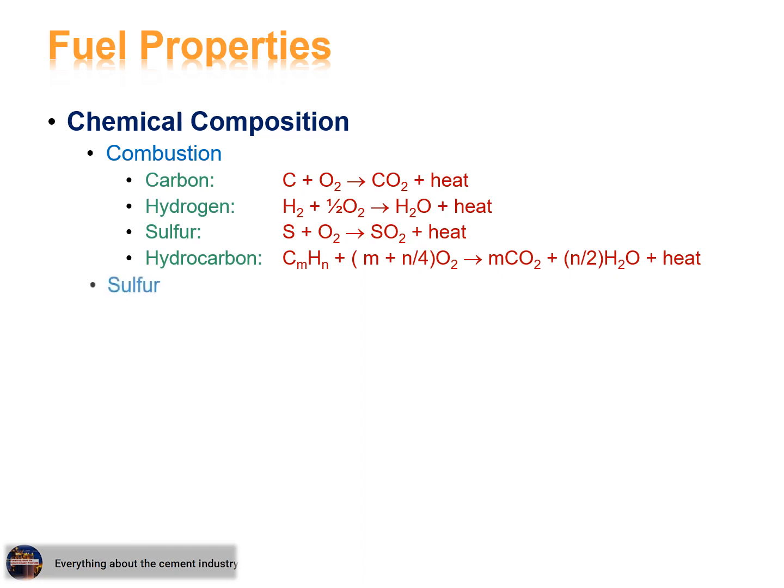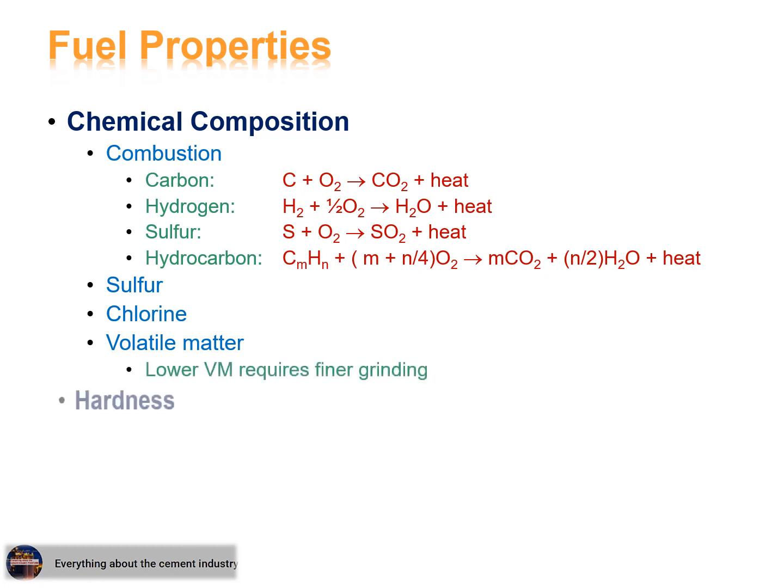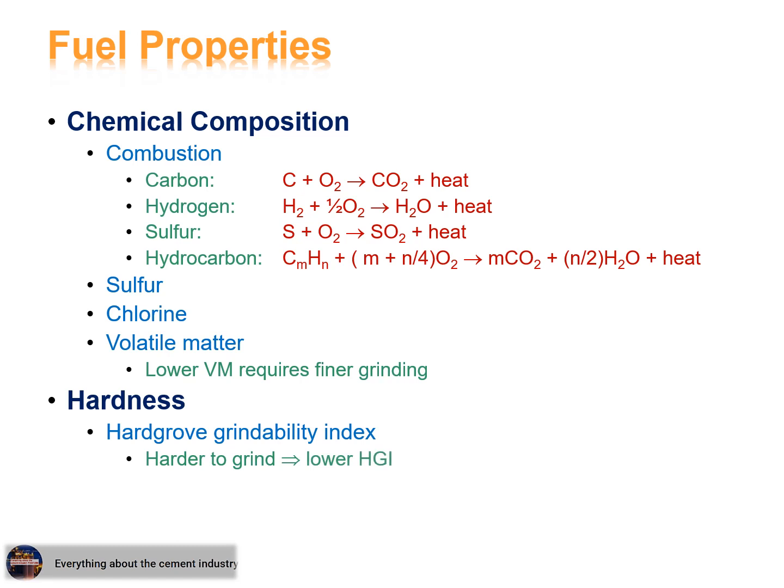2. Sulfur. 3. Chlorine. 4. Volatile matter: lower VM requires finer grinding. Hardness includes the Hardgrove Grindability Index. Harder to grind equals lower HGI. Easier to grind equals higher HGI.